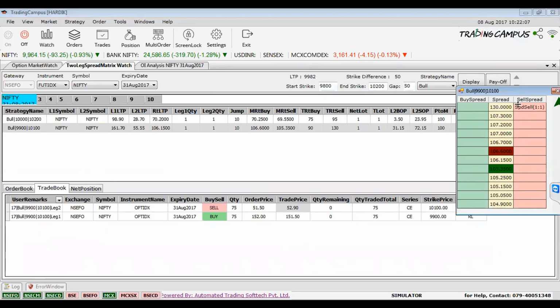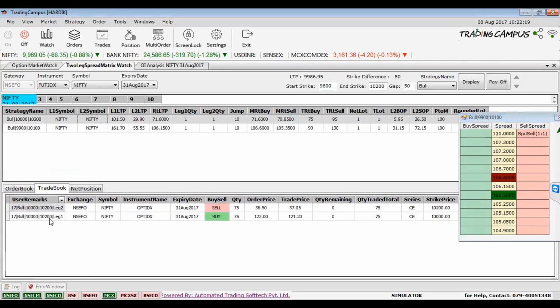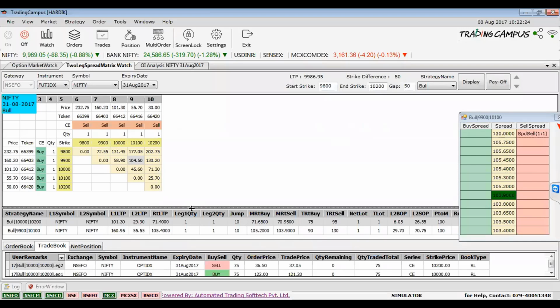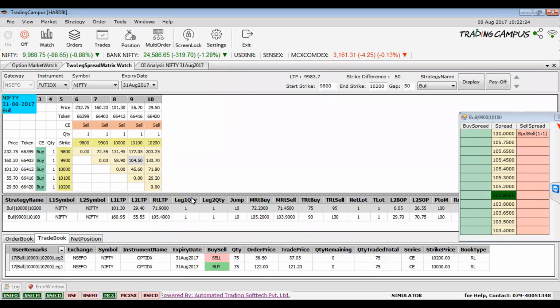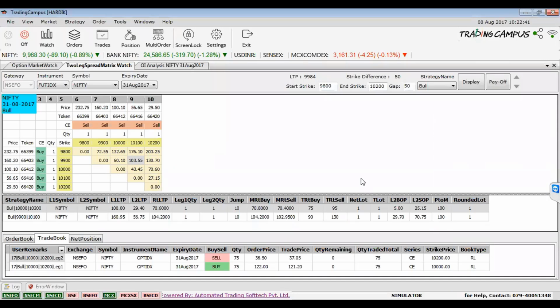Okay, so there are two spreads that we have made. One is your spread between 9,900 and 10,100. Sorry, the second spread is 10,000 and 10,200. Right, so two spreads have been taken. Ideally, we want Nifty to reverse. So if it reverses, our bull spread which has been formed, we should be exiting by end of the day.